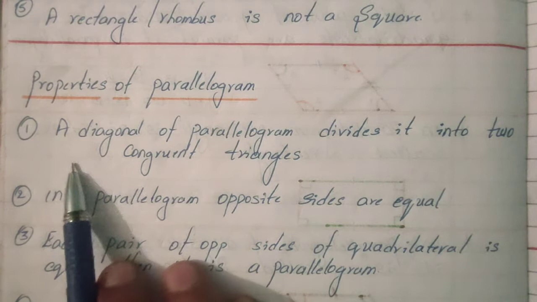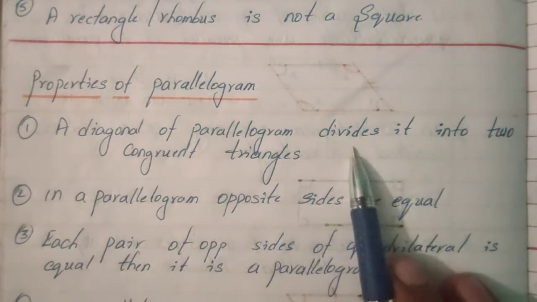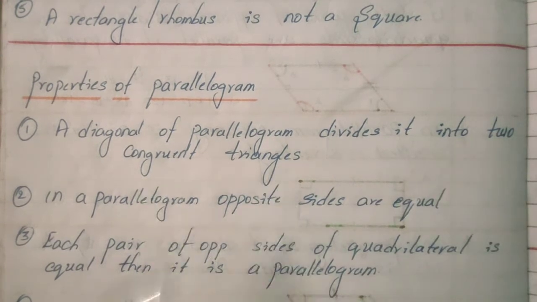First one, a diagonal of a parallelogram divides it into two congruent triangles. Remember, you take one parallelogram, draw one diagonal, and that diagonal divides the parallelogram into two parts. Those two parts are congruent. Two triangles will be obtained. Both triangles are congruent.